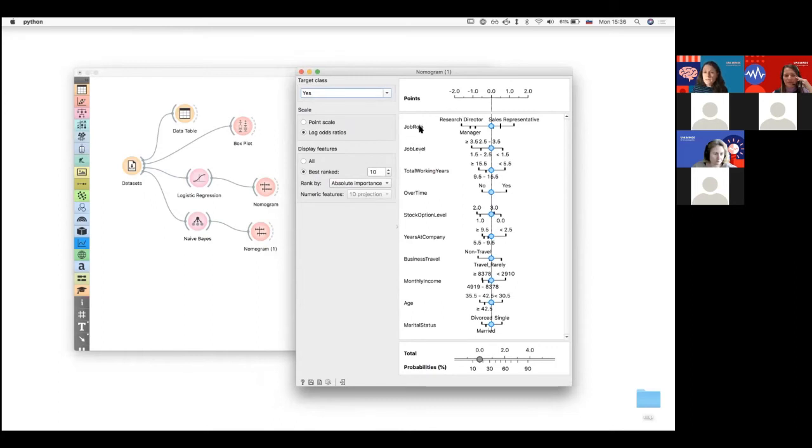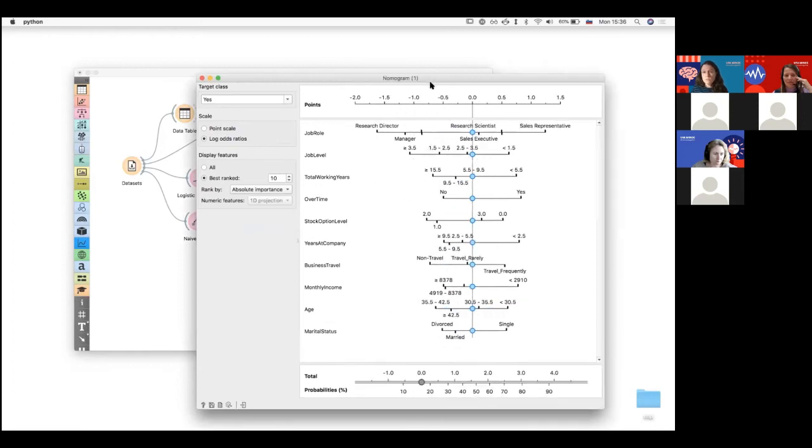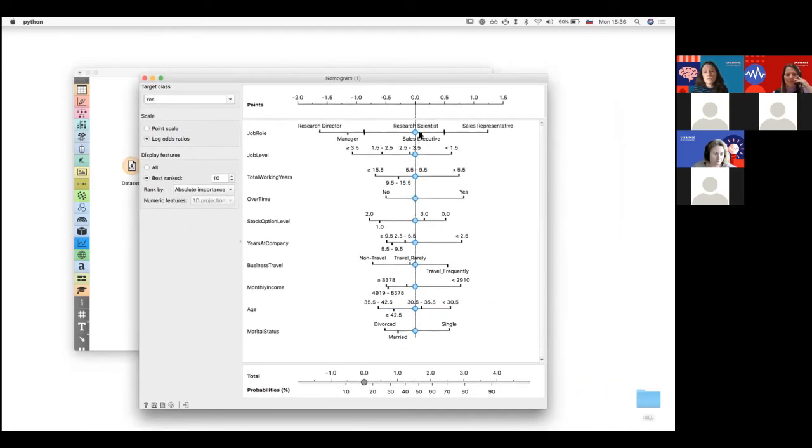For naive Bayes, the most important attribute is job role. So in which sector of the company, in which department the employee works. And apparently sales representatives are the most at risk for quitting. So if I go to sales representatives, now my probability is at 40%.